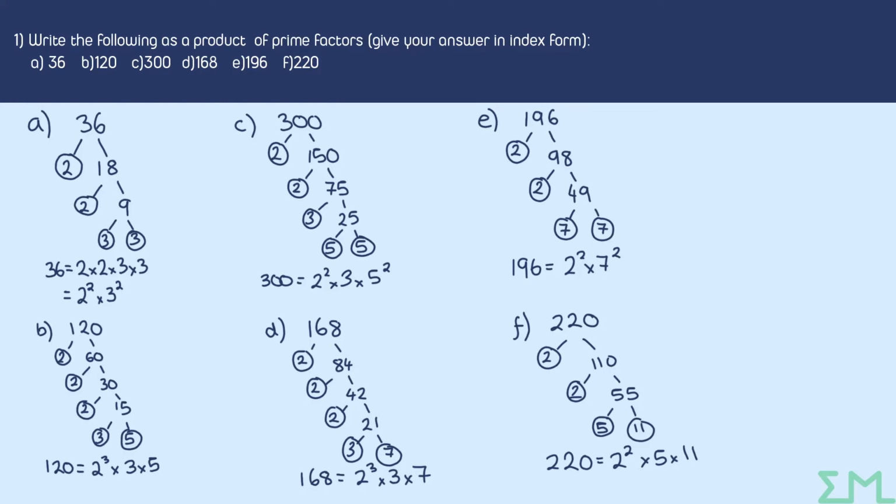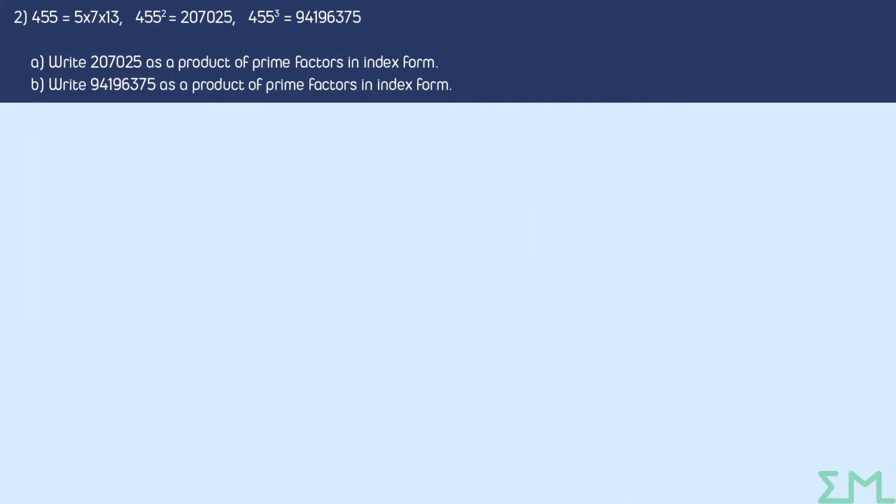Okay, so there we have it. These are the prime factorizations of numbers, and they are written in index form, which is quite a common request in the exam questions. Okay, so this question has given us some information about the number 455. We've been told that 455 can be written as 5 times 7 times 13. They've then told us what 455 squared is equal to and what 455 cubed is. That's a very big number.